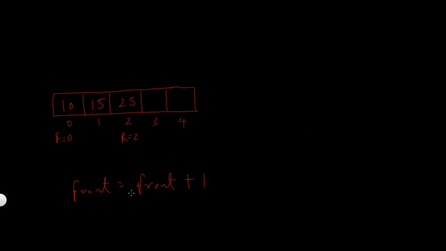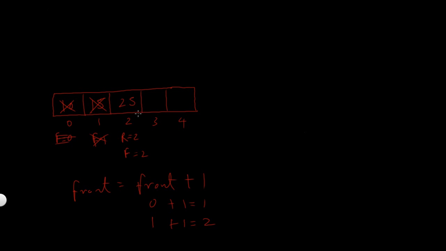And when an element is deleted from the queue, then the value of front is incremented by 1, so front equals front plus 1. The value of front at this point is 0, so 0 plus 1 equals 1. Front becomes equal to 1, and this element gets deleted. Now if I delete another element from this queue, then this 15 will get deleted. The value of front at this point is 1, so 1 plus 1 is equal to 2. Front becomes equal to 2, and this 15 gets deleted.